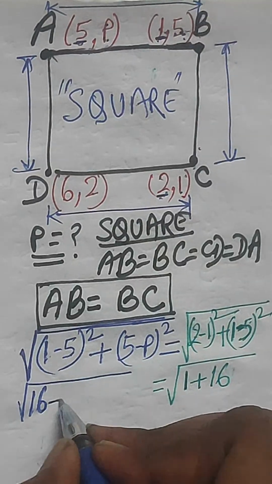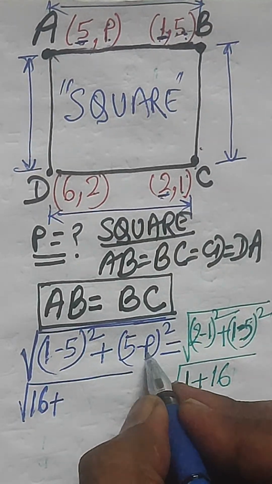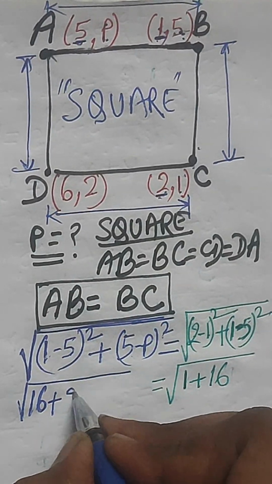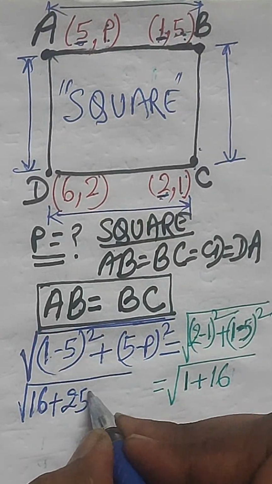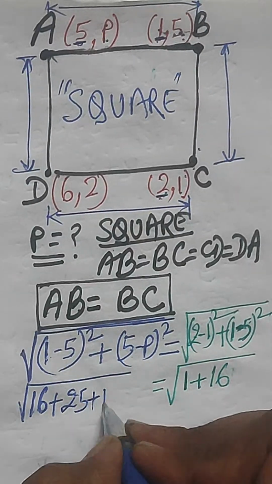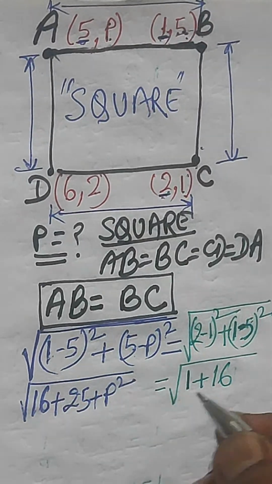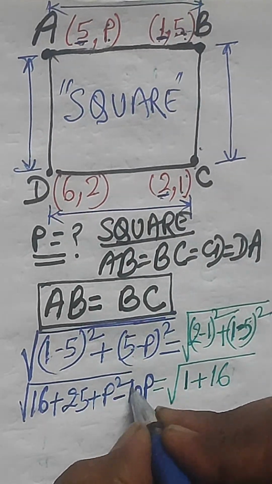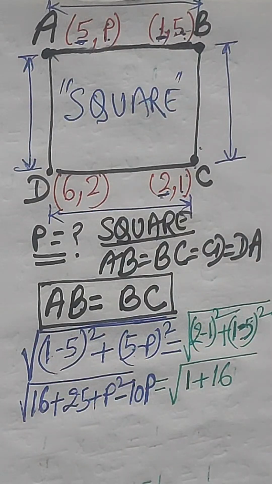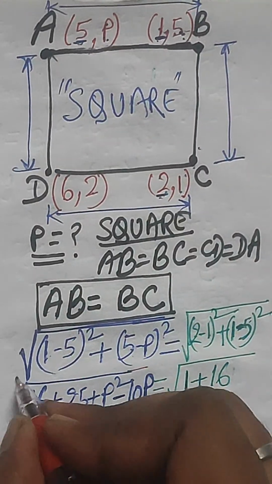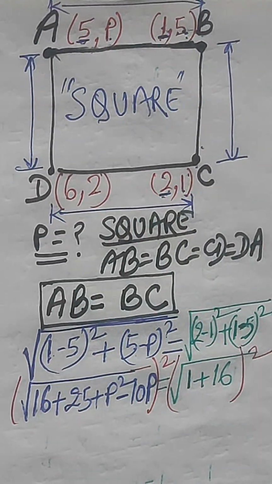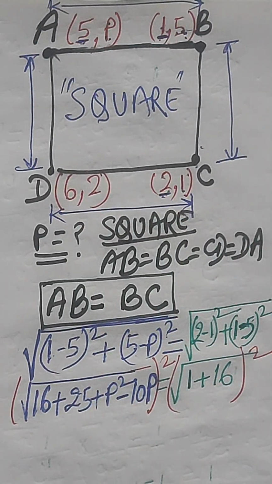16 plus (a minus b) whole square, just expand it. So this will be a square, that is 25, 5 square, plus b square, that is p square, right, minus 10p, this will be coming. Now you can take a square of both the LHS and RHS, due to which there will be a benefit.